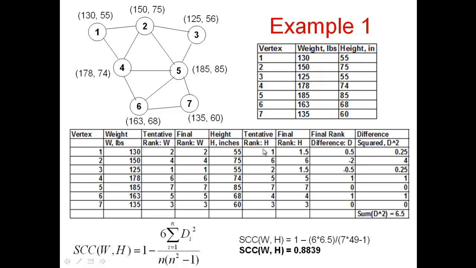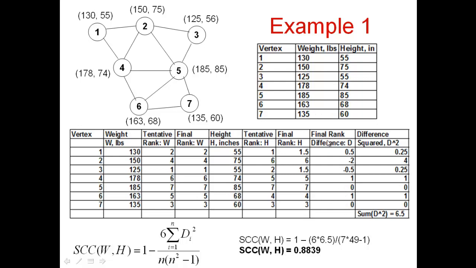So 2 minus 1.5 is 0.5. 4 minus 6 is negative 2. 1 minus 1.5 is negative 0.5. 6 minus 5 is 1. 7 minus 7 is 0. 5 minus 4 is 1. 3 minus 3 is 0.